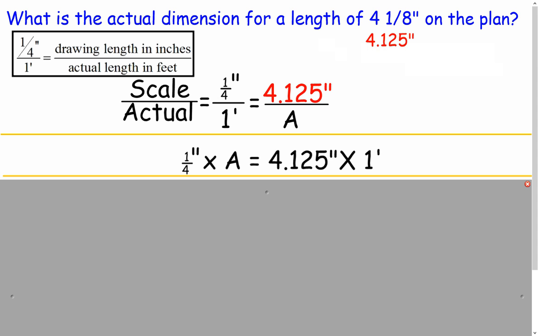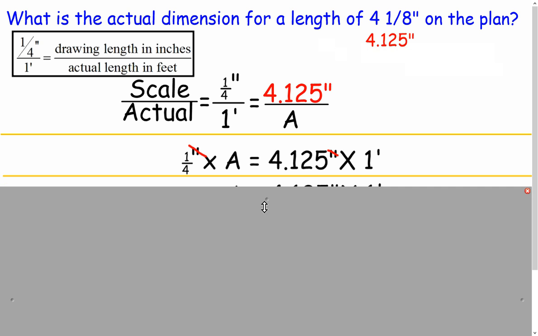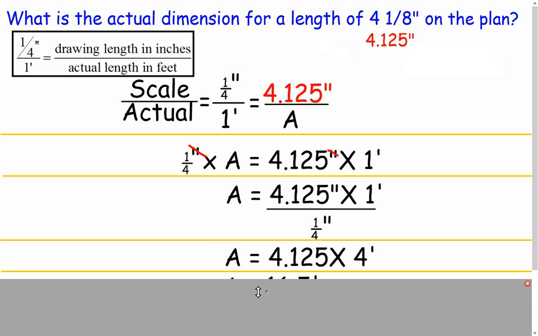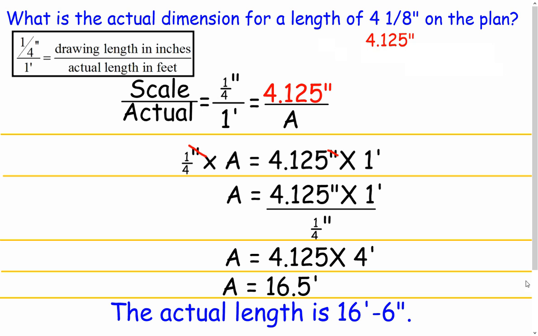What you'll notice is that the inches are going to cancel out, and you're going to end up with feet, which is what we want. We have to divide both sides by that 1/4 inch again. Remember, when you divide by a fraction, you flip it over and multiply. So really, we're doing 4.125 times 4 because the ones drop out, and it's in feet because that's the unit we have left over. The answer we end up getting is 16.5 feet, or 16 feet 6 inches.